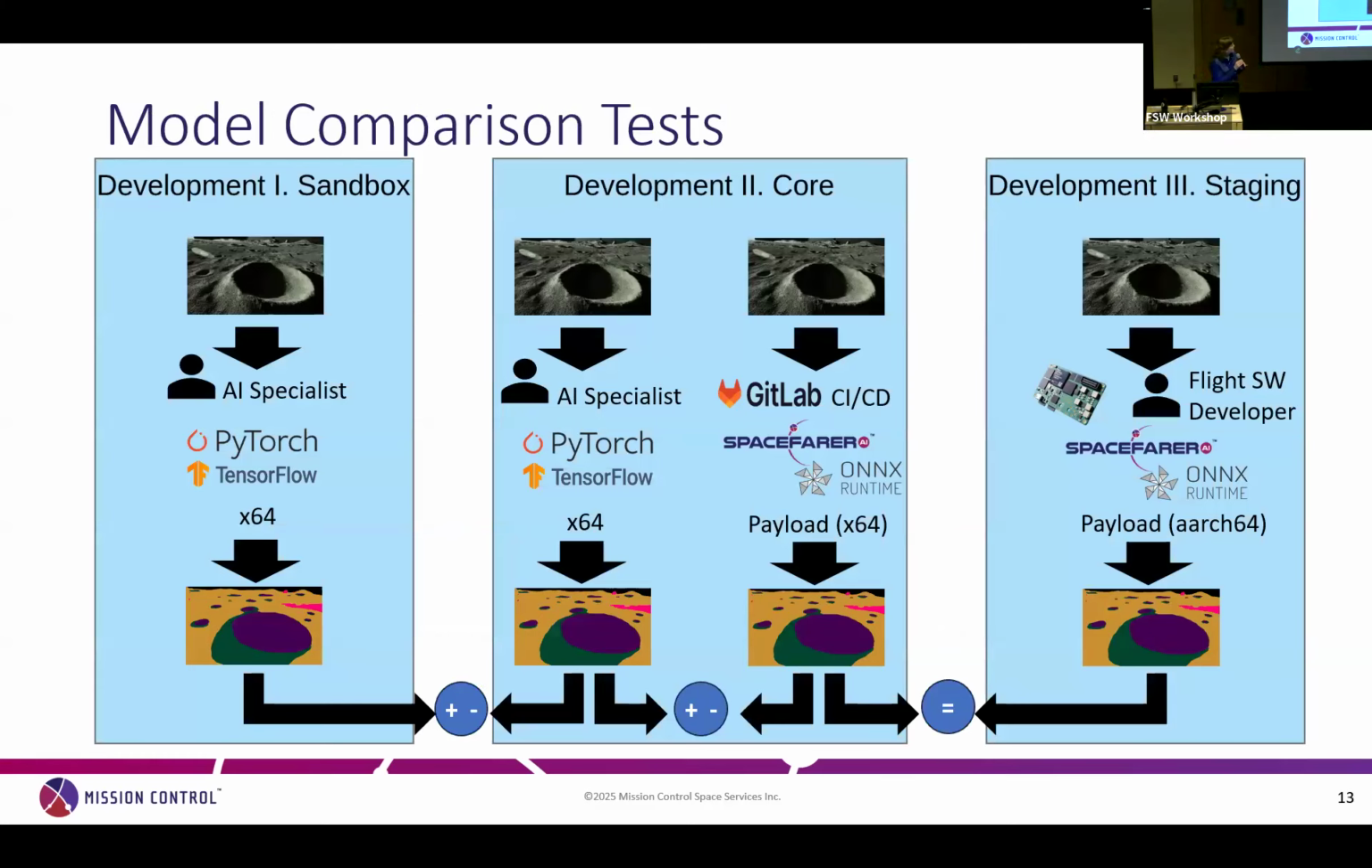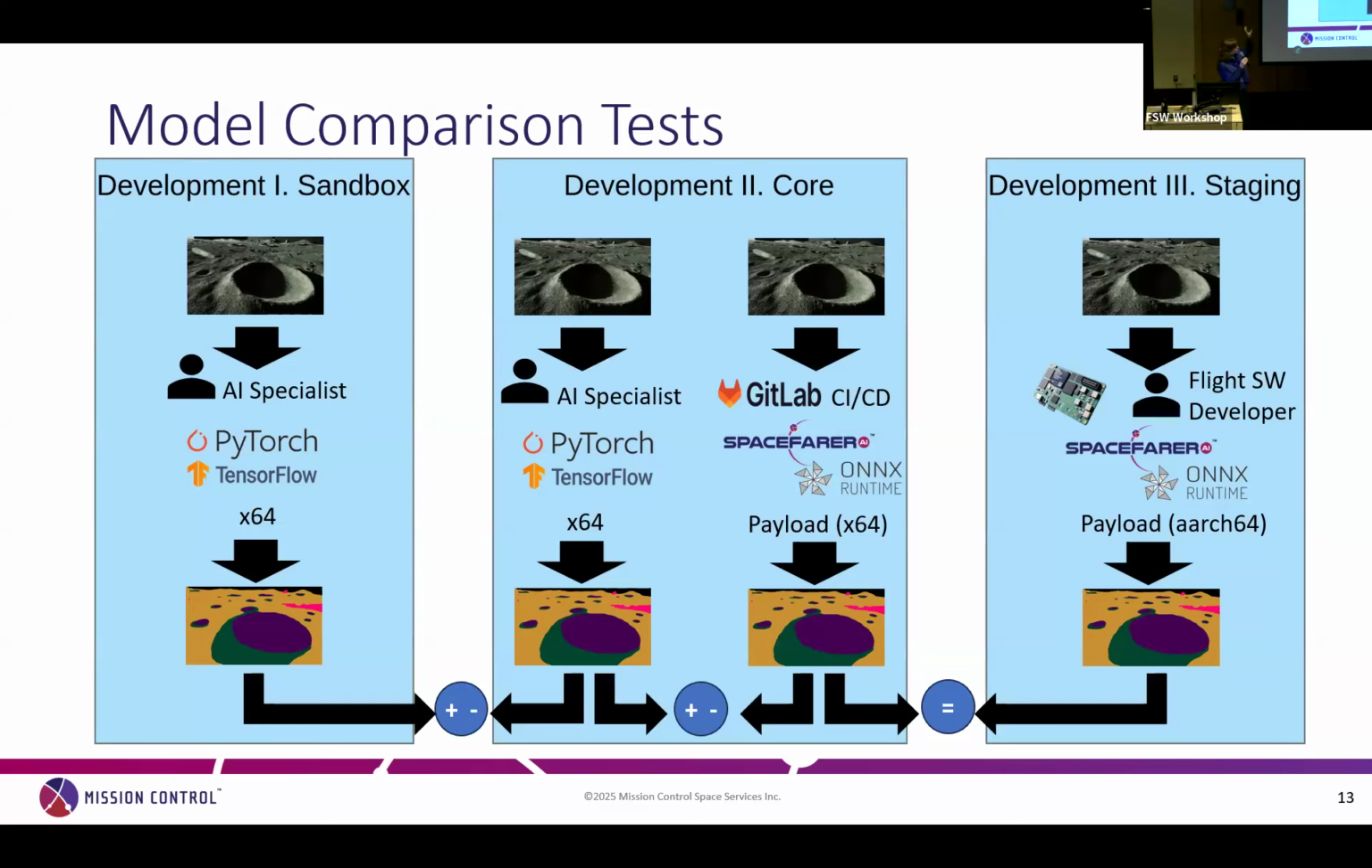So we have these model comparison tests. What I'm showing here is I'm using segmentation masks. They're a little bit prettier than classification outputs. And I have a bunch of segmentation masks along the bottom. These are all from the same set of weights, so the same model. And this is the model going through our phases of development.